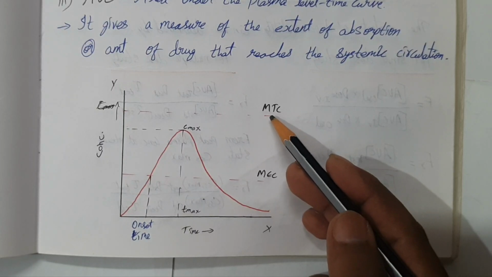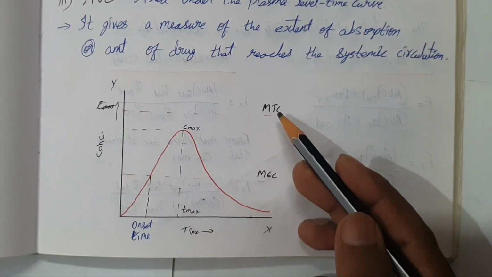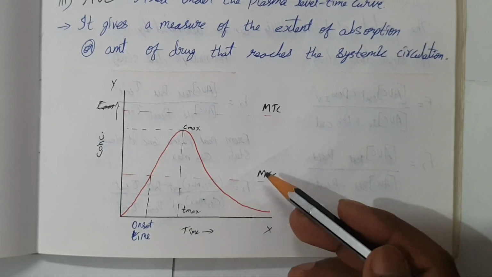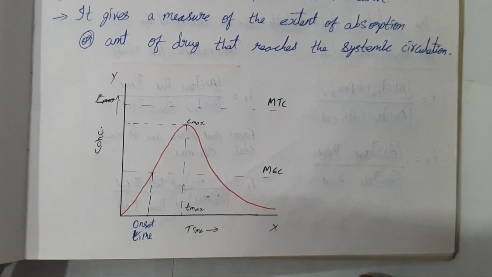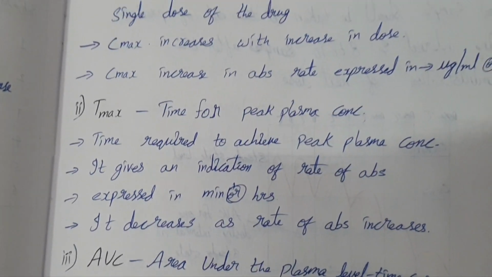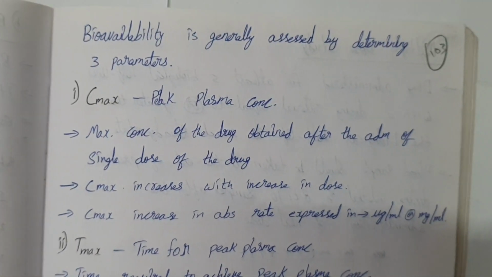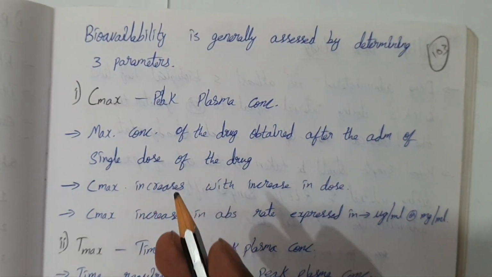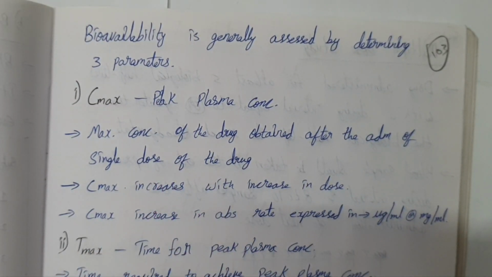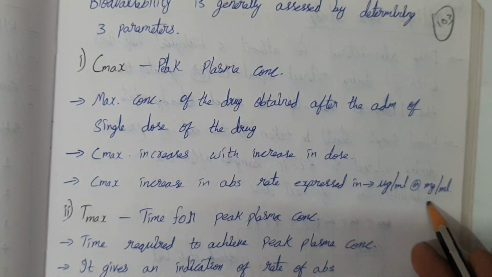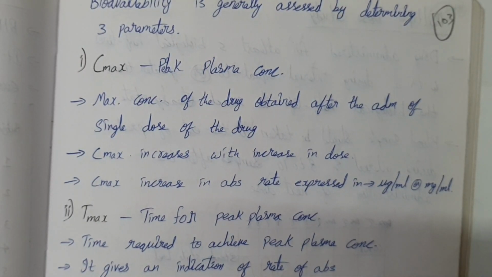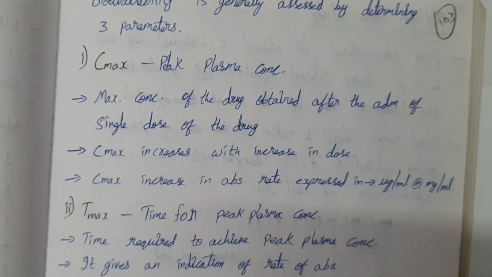This is the maximum therapeutic concentration or maximum safe concentration. This is the minimum effective concentration. So we'll see the three key parameters. Those are Cmax, the maximum plasma concentration, which indicates both rate and extent of absorption. It is known as Cmax. It is measured in mg per ml or microgram per ml.